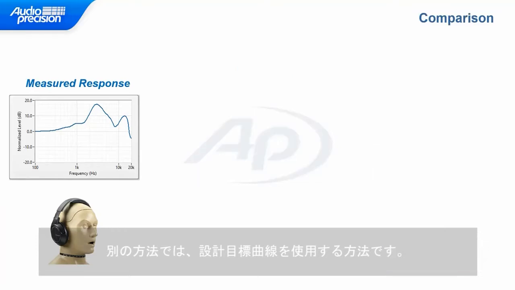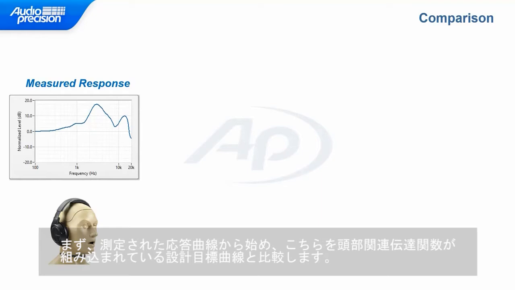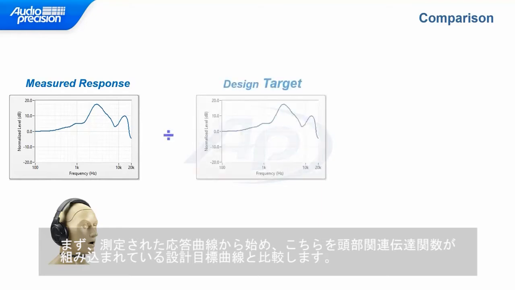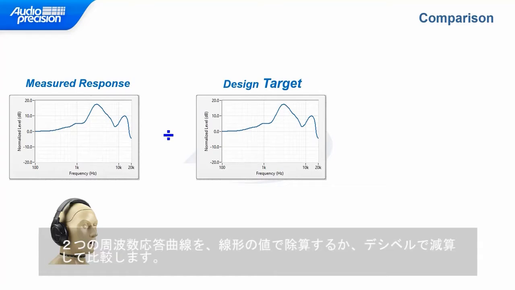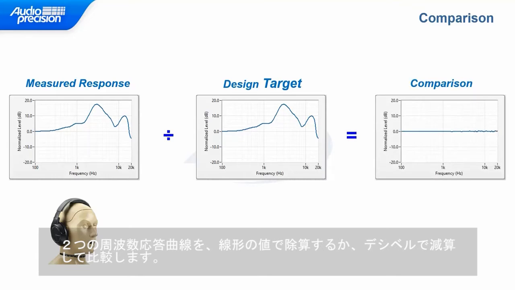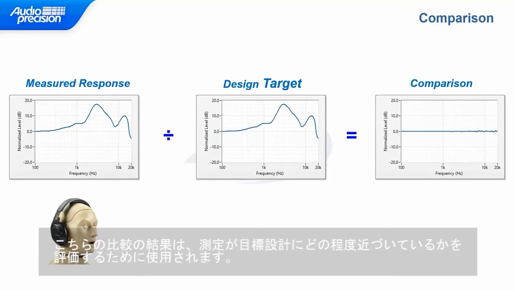Another approach is to use the concept of a design target curve. We start with the measured response curve and compare it to a design target, which has the head-related transfer function built in. We compare two frequency response curves by dividing their values in linear units or subtracting them in decibels. The result of this comparison is used to evaluate how close the measurement comes to meeting the design target.